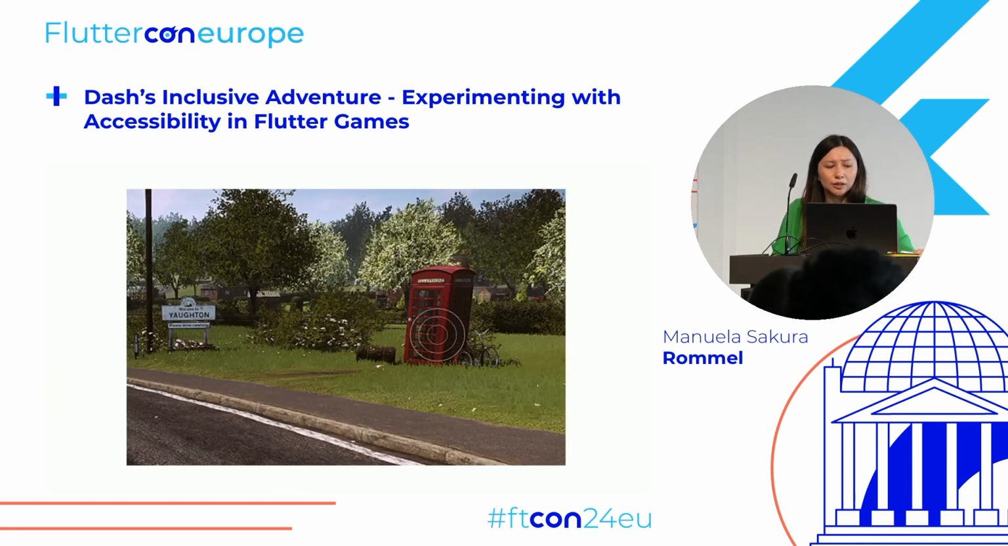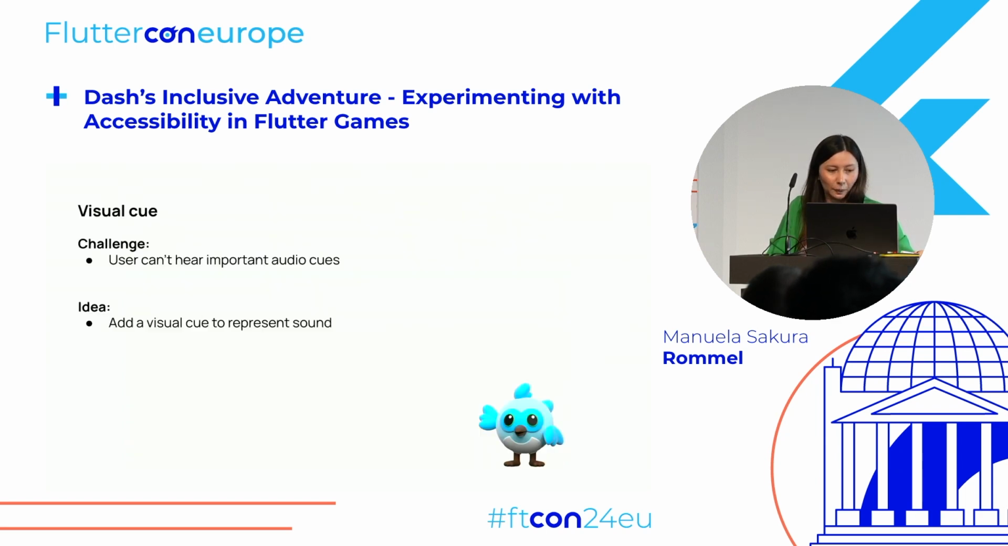How we can do that is to basically give some visual feedback. For instance, in this game, when a sound is coming from the telephone box, you see those circles around the telephone box. So it's a little bit easier for the user to understand. And the challenge in our game is the user can't hear important audio cues, and the idea is to add a visual cue to represent sound.